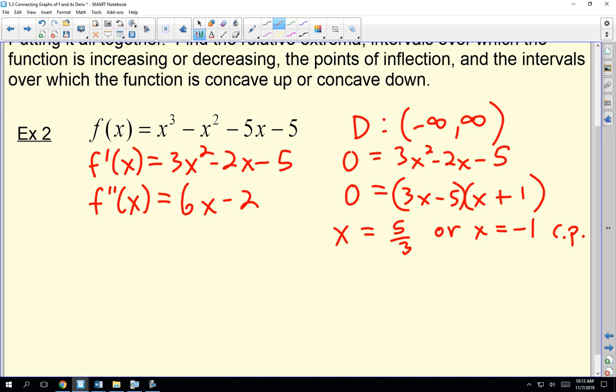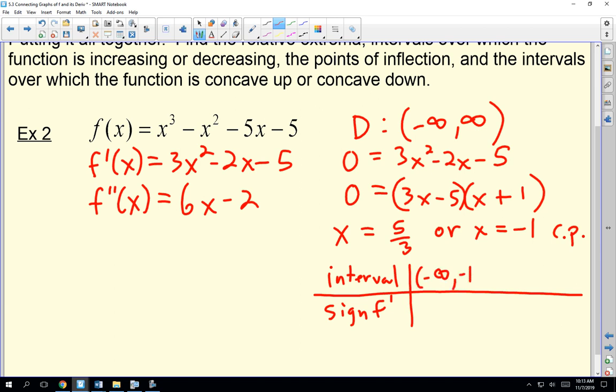It's going to help break up my interval table. Okay, so we're going to make one interval table that's dealing with the first derivative. It looks like this. We've got interval, and we've got sign of f prime. I will get the increasing and decreasing intervals out of this. I will also get maxes and mins, but I will get maxes and mins using the second derivative test as well. That's pretty fun. So we go negative infinity up to -1. We go -1 to 5/3. And then we go 5/3 to infinity.